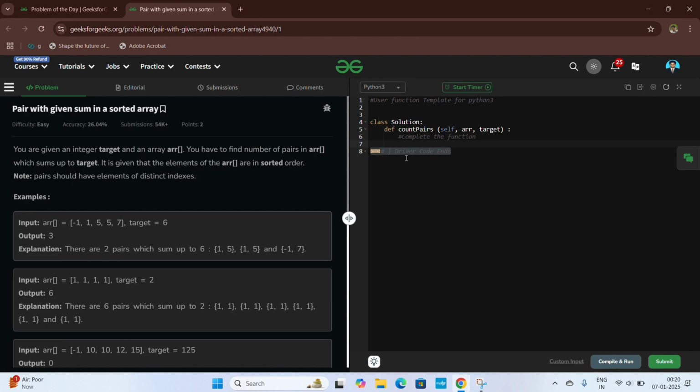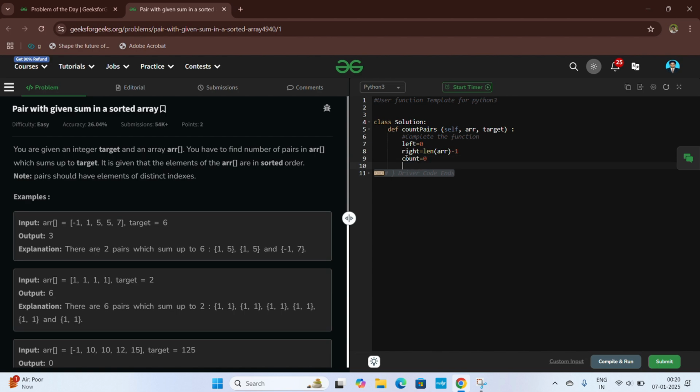Next we initialize the two pointers. For example, left is equal to 0, next right is equal to length of array minus 1, and next count is equal to 0.